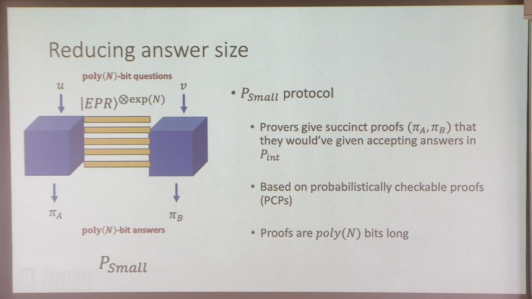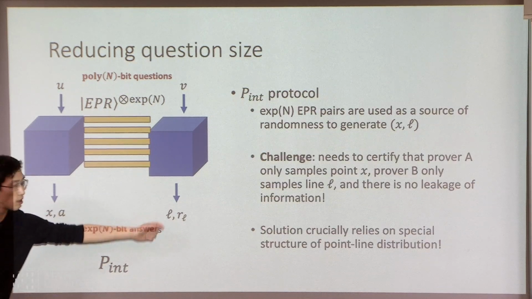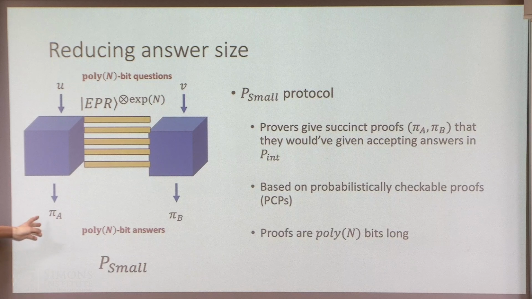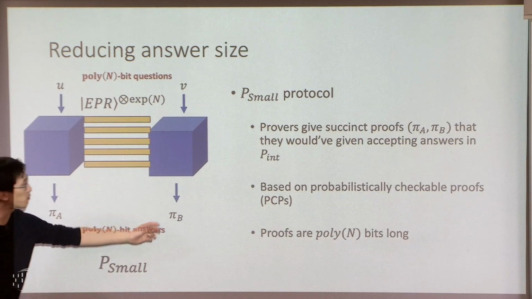Okay, so good. So we've done this question reduction. Now we have to shrink the answers. And here I'm just going to go through it at light speed. I'm not going to explain anything here. But there's the final P small protocol. Instead of giving this XA and LR, we're going to give these short polynomial-sized proofs that they would have given you the right answers.